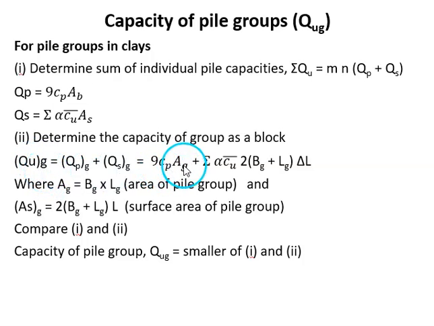So here AG is the area of the pile group and ASG is the surface area of the pile group. After finding the capacity of pile group based on both criteria, we have to compare and find the smaller one. The smaller one will be taken as the capacity of the pile group.